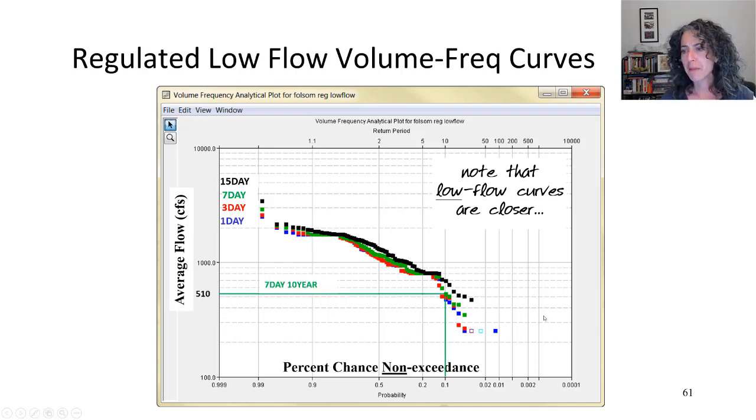So that metric we were interested in, the 7-day, 10-year low flow, the 7-day averages were in green. The 0.1 on the horizontal axis is the 10% non-exceedance probability, comes over to a flow of 510 CFS.